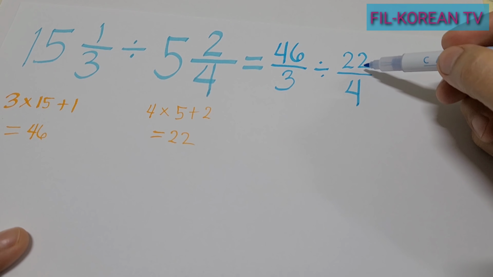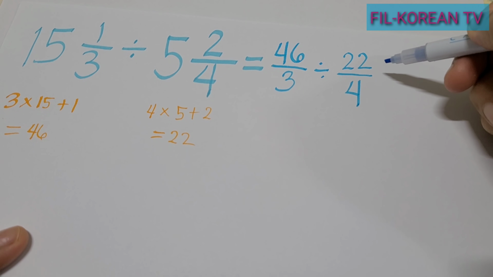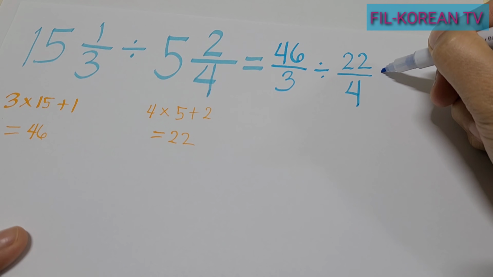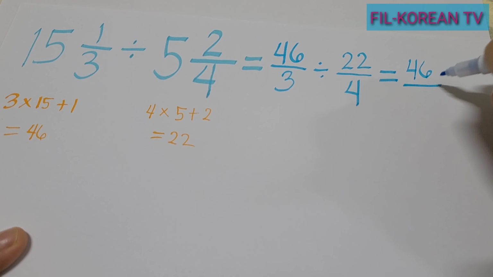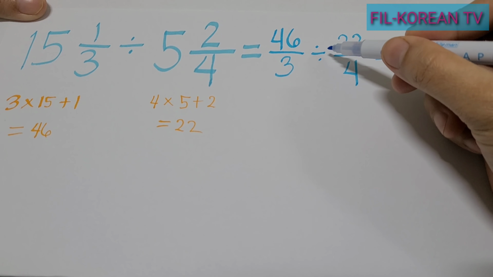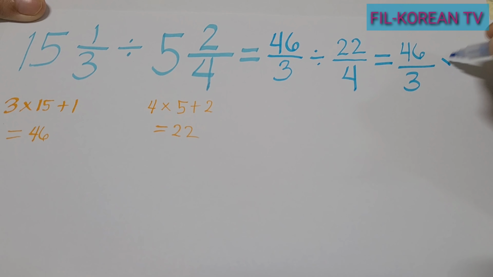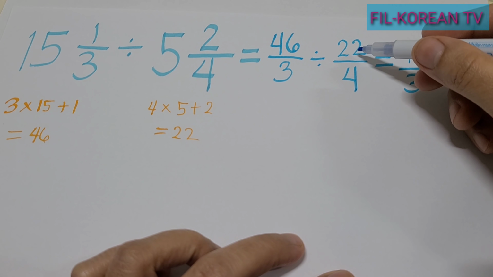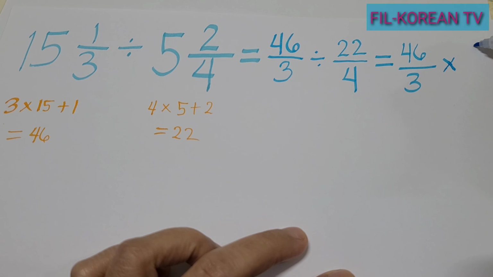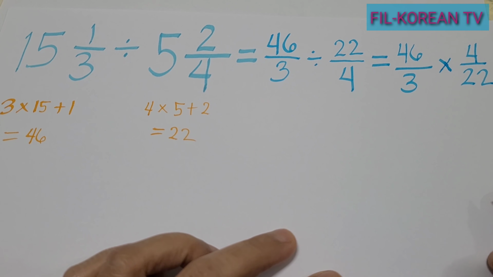Next step is to get the reciprocal of the divisor. Ito yung divisor natin. Kukunin natin ang reciprocal nito. Yung dividend, 46 thirds. And then, itong division ay magiging multiplication. At saka yung reciprocal ng 22 over 4 ay 4 over 22. Okay, that is the reciprocal.